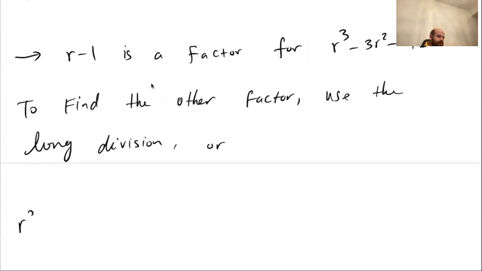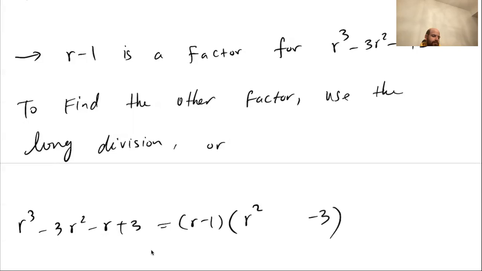Or we can just simply write r cubed minus 3r squared minus r plus 3 equals r minus 1 times another factor. We know r minus 1 is one factor. The other factor should start with r squared, because this times this should give me r cubed. So r squared times r gives me r cubed. And then it has to end in minus 3, because minus 3 times minus 1 will give me plus 3. So this constant times this constant must give me plus 3. This is minus 1, and this should be minus 3.